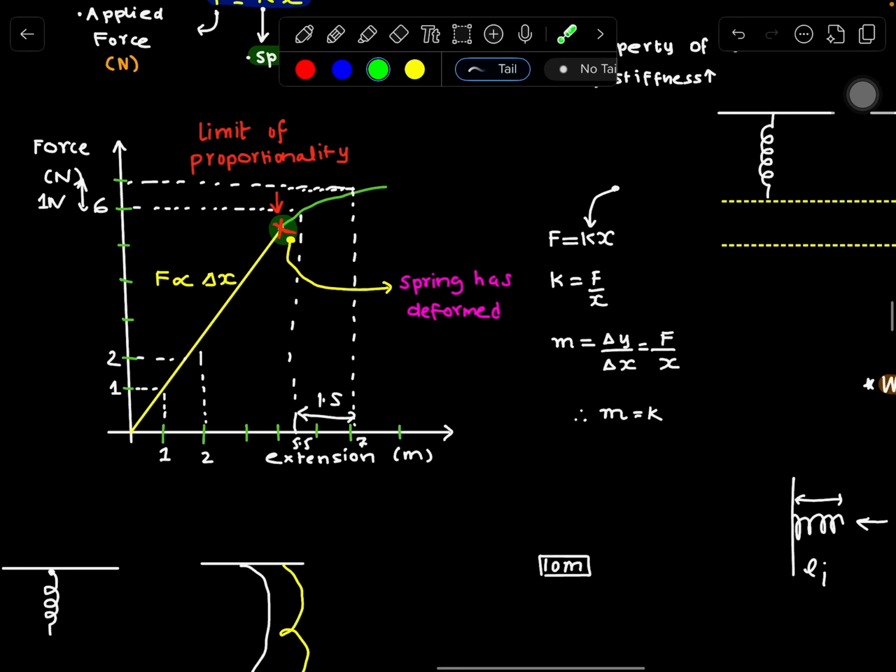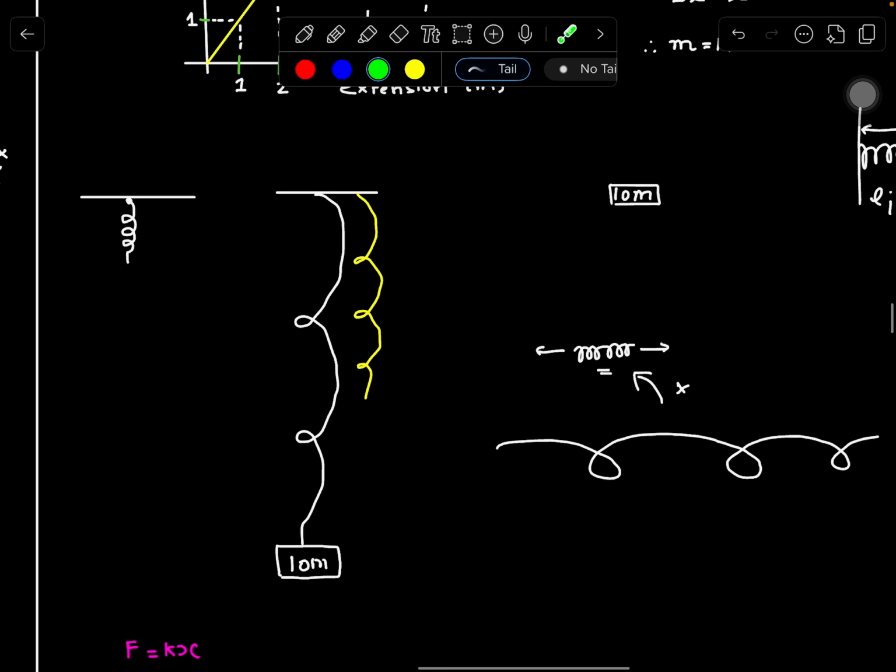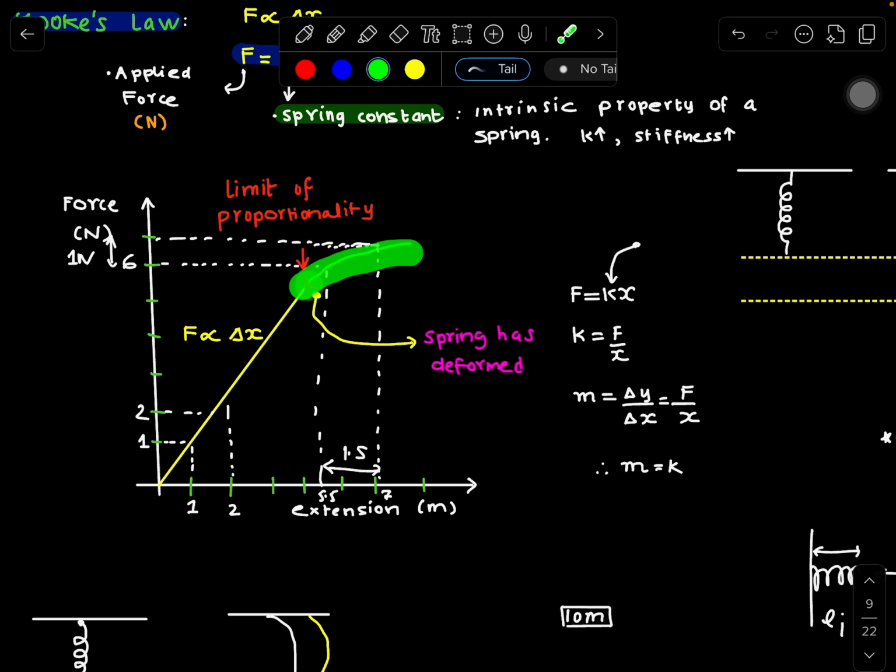But look at this now. If you were to hang like 10 times the mass that you were hanging earlier, the spring's going to stretch a lot, and it's going to be deformed. What does deform mean? It means that when you remove the mass, it's not going to go back to its original length. So the spring has been deformed. Beyond this point, it becomes really, really easy to stretch the spring further. So this is your limit of proportionality. This is where the spring has deformed. If you were to look at it in a graph, beyond this point, it's easier to stretch the spring and it becomes a curved graph.